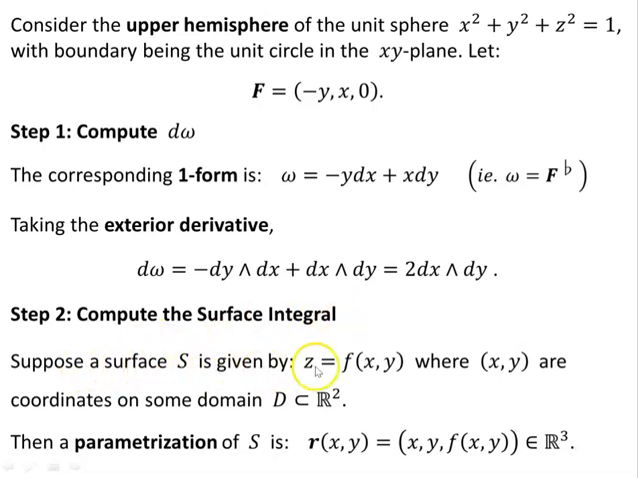Suppose the surface S is given by z is f of x, y, some function of x, y, where x, y are coordinates on some domain D contained in R2. So then a parameterization of S, r of x, y, becomes our position vector r of x, y, reducing from 3 dimensions to 2 dimensions, pulling it back from 3 dimensions to 2 dimensions. We get (x, y, f of x, y), which belongs to R3. This vector is an element of R3, but expressed in terms of the variables x and y only.